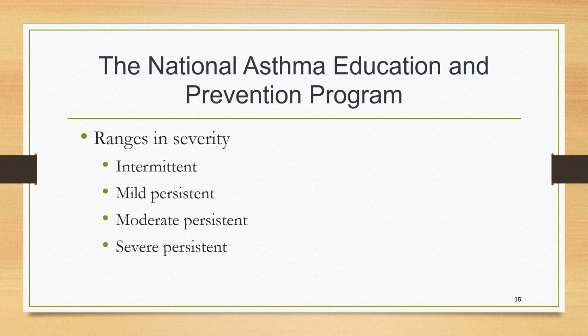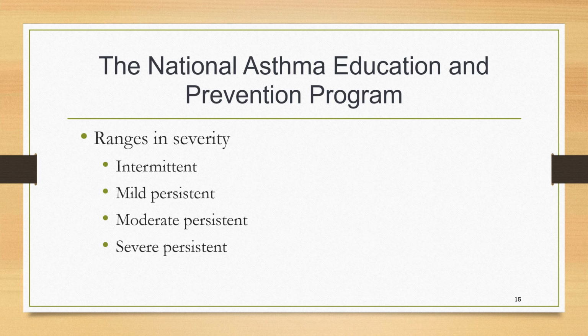Not all asthma is the same. Some people have very mild asthma, some people have very severe asthma. To classify asthma, to know the severity of it, to know exactly how to treat it, you need to identify what type of asthma you have, and more importantly, what range of asthma you have. The National Asthma Education and Prevention Program has classified asthma into 4 stages: intermittent, mild persistent, moderate persistent, and severe persistent.